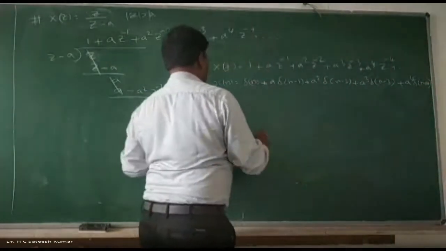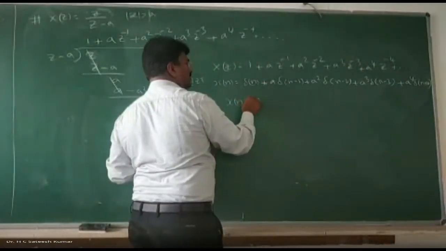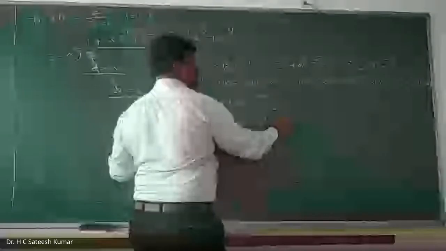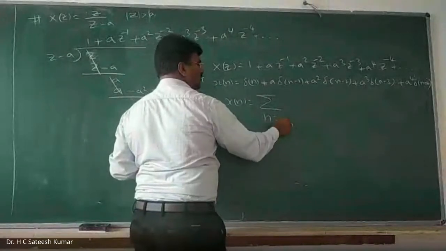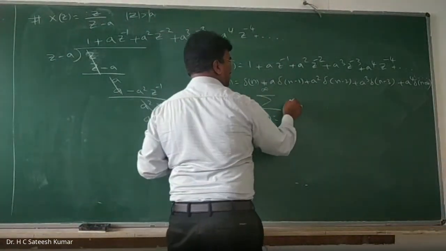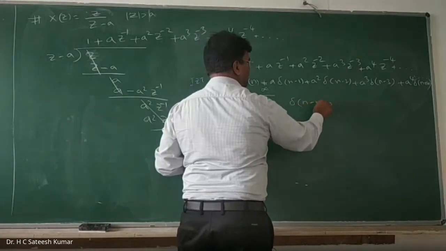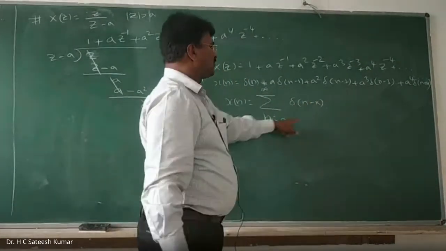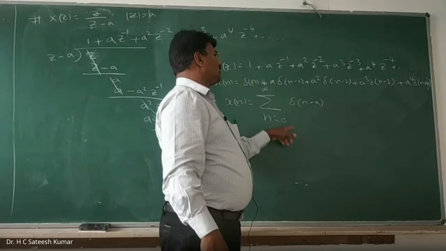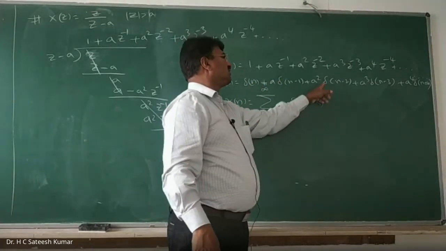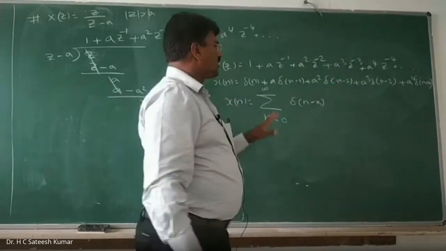This can be written as x of n is equal to summation, n varies from 0 to infinity, delta of one, term by term you evaluate it. Delta of n minus k: you put k is equal to 0, delta of n. Put k is equal to 1, delta of n minus 1. Put k is equal to 2, delta of n minus 2. We are getting it now. So therefore, we can write it.